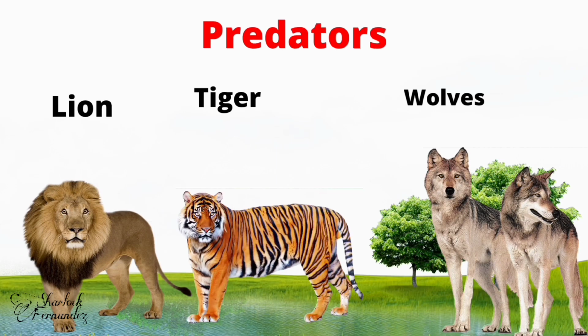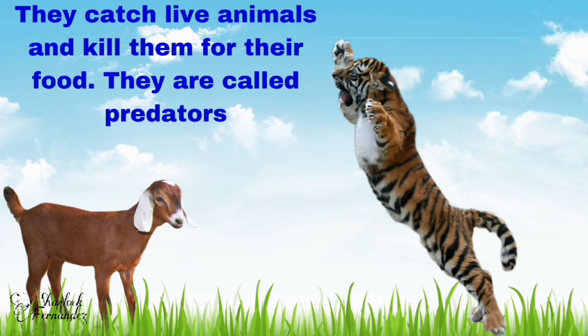A carnivore is an organism, in most cases an animal, that eats meat. A carnivorous animal that hunts other animals is called a predator. An animal that is hunted is called prey. They catch live animals and kill them for their food. They are called predators. We have examples: tiger, lion, wolves.